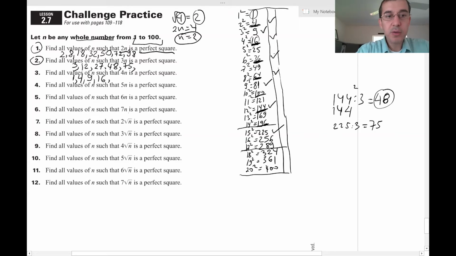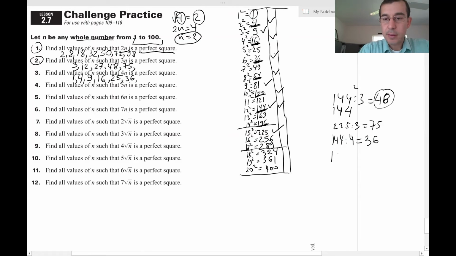81 is not. 100, yes, it is. 100 divided by 4 is 25. n is 25, because 25 times 4 is 100. Okay, 121, no. 125 divided by 4 is a decimal, it's not a whole number. 144 divided by 4, this is going to be 3 times 4 is 120, and then we have 24, that's 6, so 36. So 36 for 144. 169 is not.